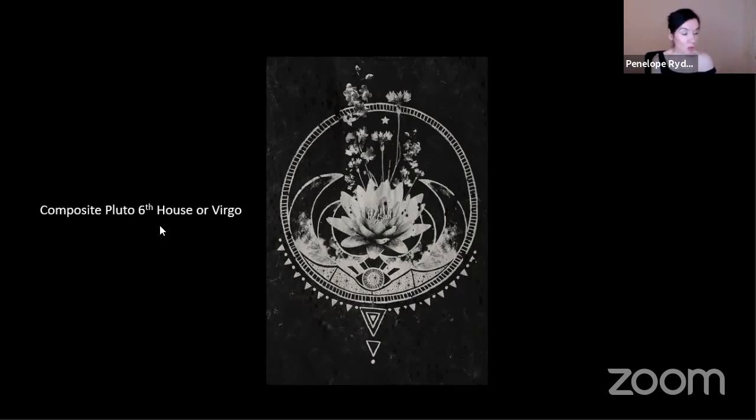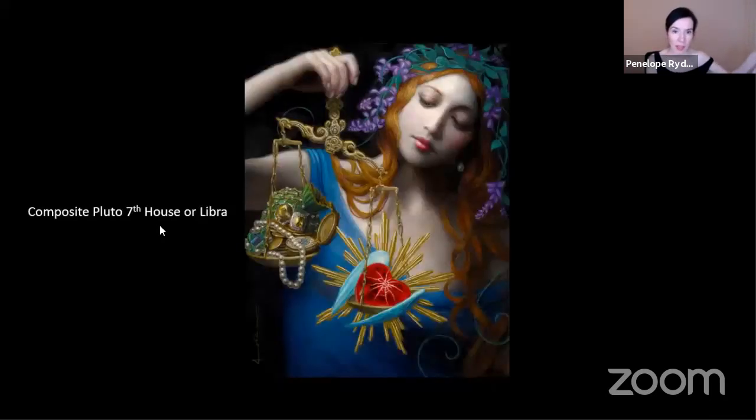So now I'm going to read composite Pluto in the 7th house of Libra. So hang on a sec. There you go. So here it's about creating balance. I love this picture. She's balancing the heart and the jewels, and we're all jewels and we've all got a heart, if you can imagine that this is the truth.